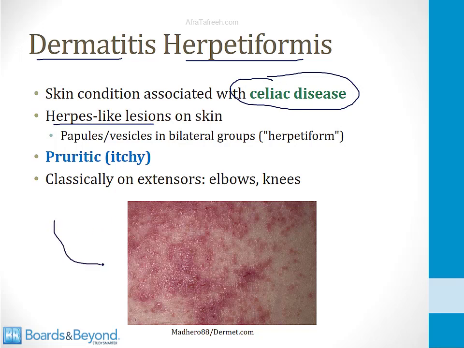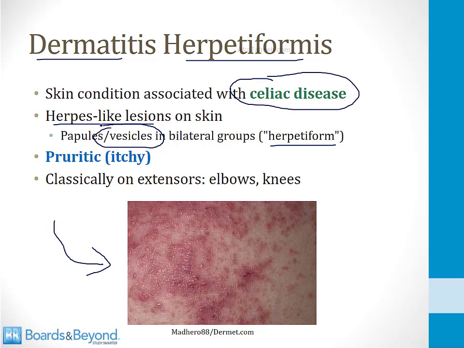They look like what's shown on the screen here. These are papules and vesicles. They're usually in groups and they're usually bilateral. That's what herpetiform means. And because vesicles develop, this can sometimes be referred to as a blistering disorder, although you do not see the large bullae we talked about in pemphigus and bullous pemphigoid earlier in this video.